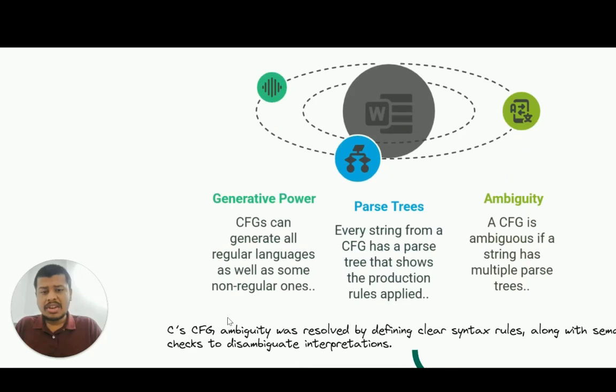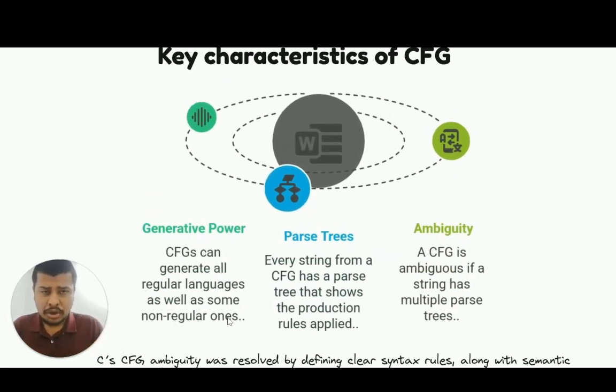There are three main characteristics of CFG, or context-free grammar. First is generative power. You can use the rules and regulations of the context-free grammar to generate your own strings that become meaningful to the user as well as the program, right? So this is the generative power of CFGs. And you can generate all regular languages. Regular languages in the sense, all of the natural languages are regular languages, and non-regular ones are the programming languages. So a C program is a non-regular language. So that is one thing.